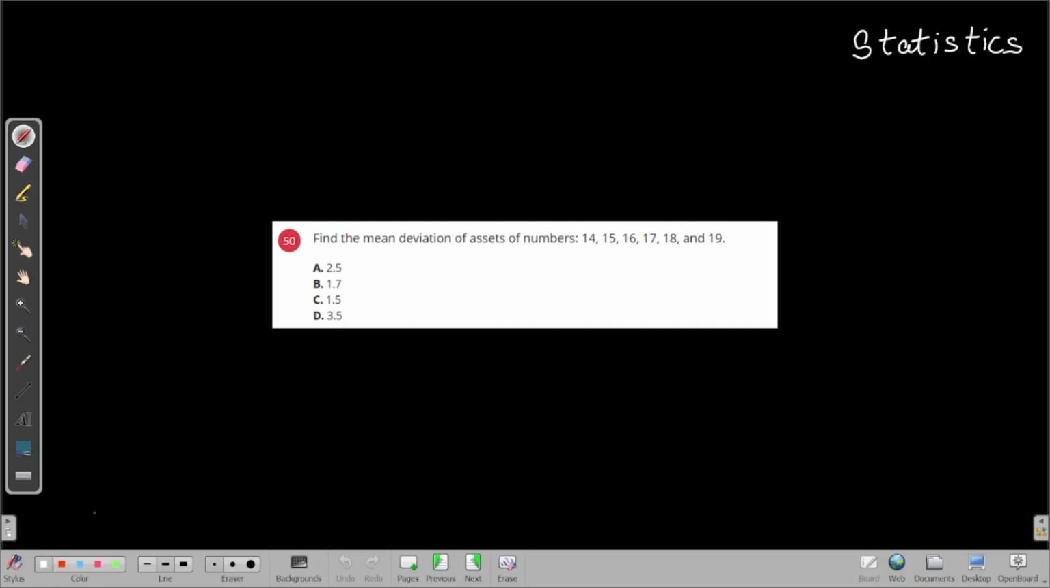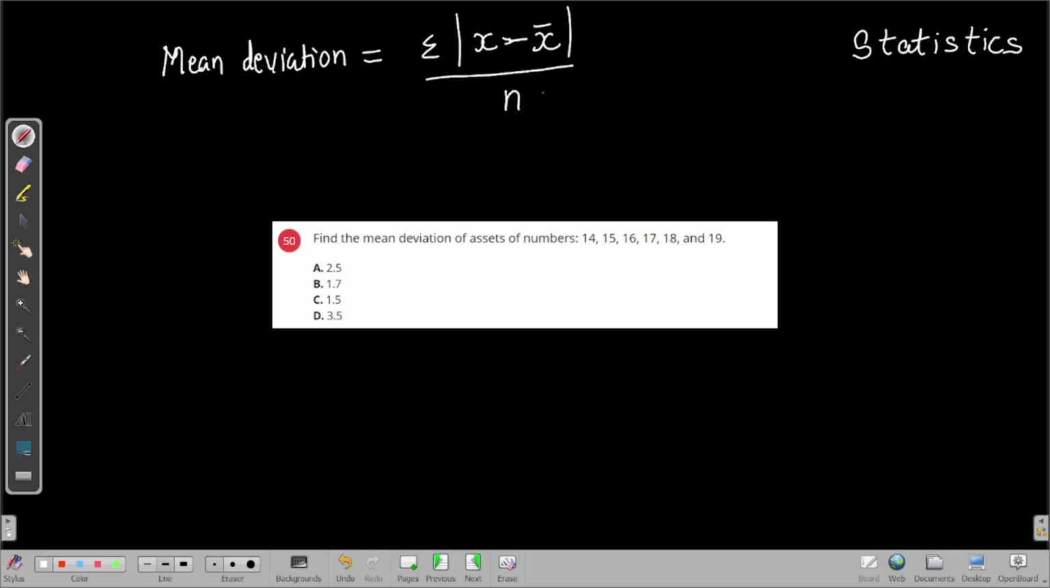Find the mean deviation of a set of numbers. What is mean deviation? You need to know the formula of mean deviation. Mean deviation is equal to the summation of the absolute value of x minus x bar, divided by n. Now let me draw our table.